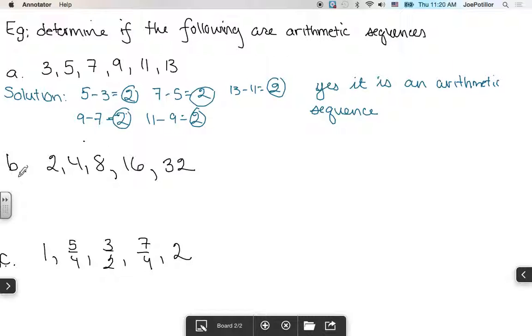For example B, right, and we can already tell you it's not, then 8 minus 4 is equal to 4. Right? You can see the difference is not the same. So this is not an arithmetic sequence. You can see the difference between the numbers here are clearly not the same. 2 is not 4. So this is not an arithmetic sequence.